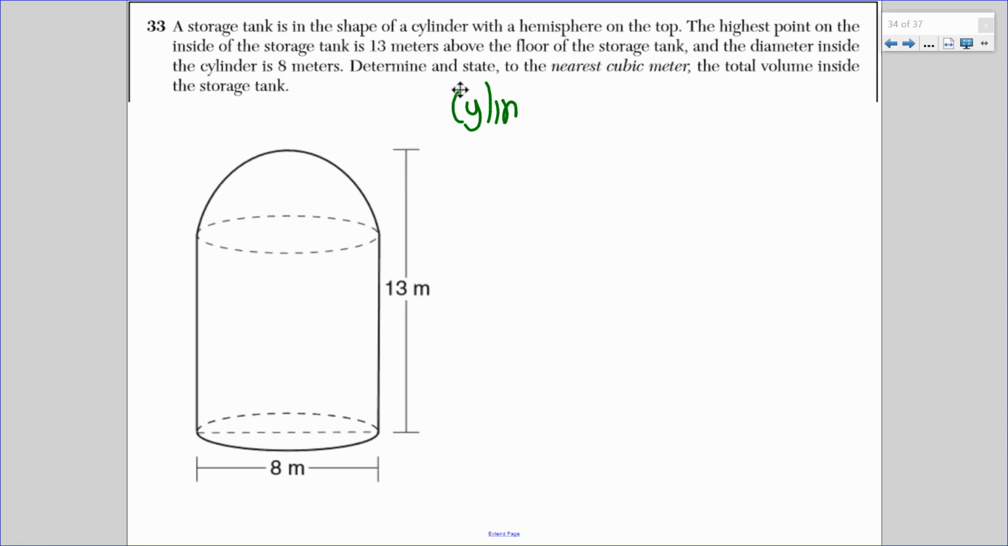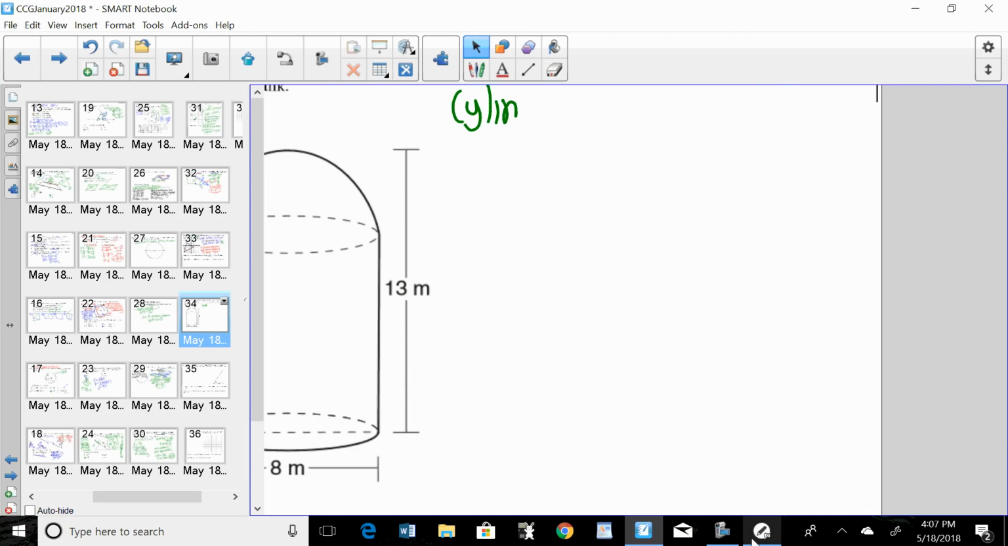I'm frozen. Let's see if I can get faster at pausing this thing.